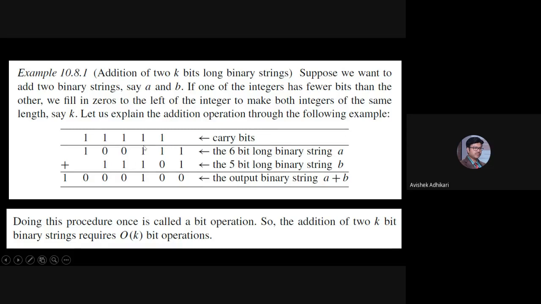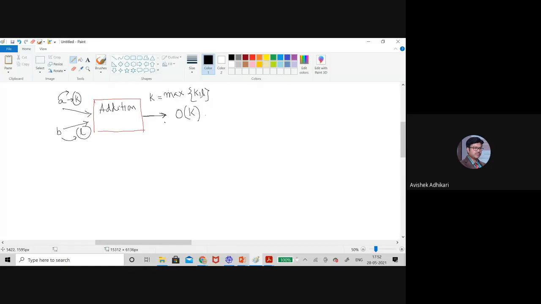So in terms of order, it's very easy: if K is the maximum of these, then the number of bit operations required is order of K. Is it clear to all of you? You don't need to exactly count the number of bit operations, but approximately it cannot be more than order of K. Is it clear? Yes, sir. Clear? Okay, good.